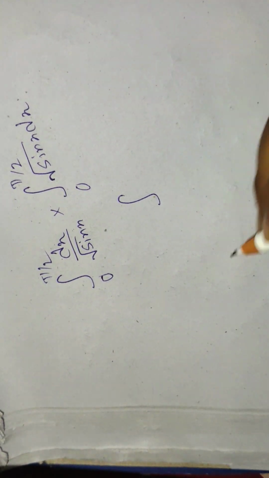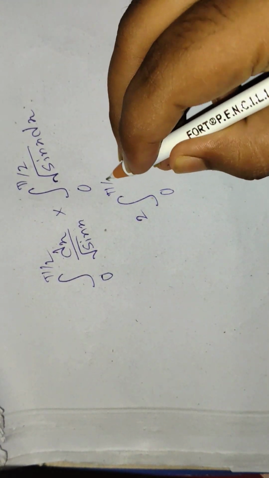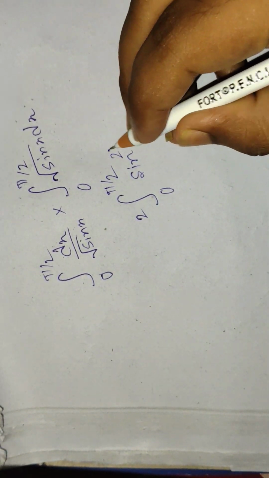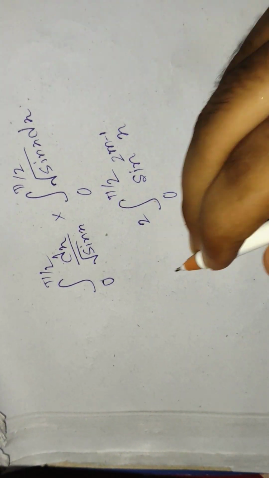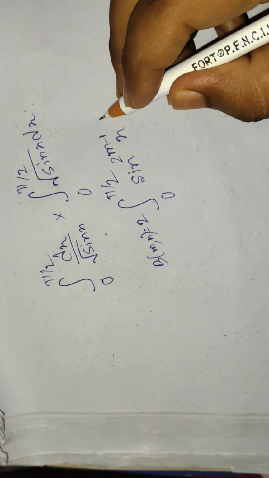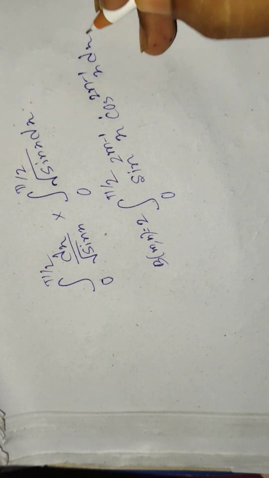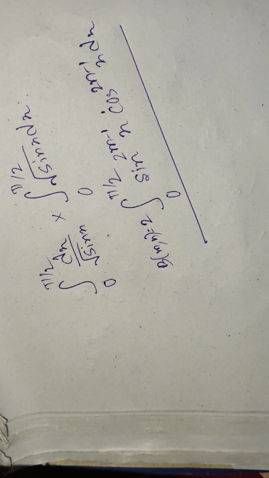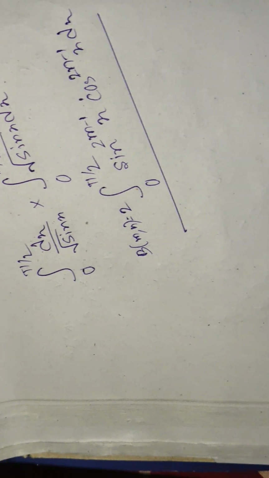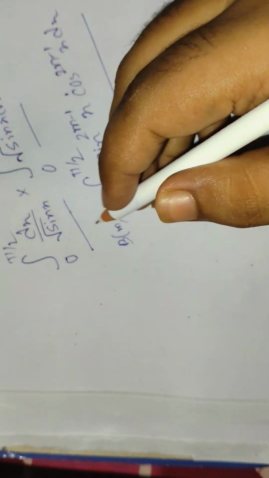We can use that formula, which is 2 into the integral from 0 to pi by 2 of sin^(2m-1) x cos^(2n-1) x dx, and this is beta(m, n). Using that formula we will find out the value of this integration and also this. So first solve this portion.